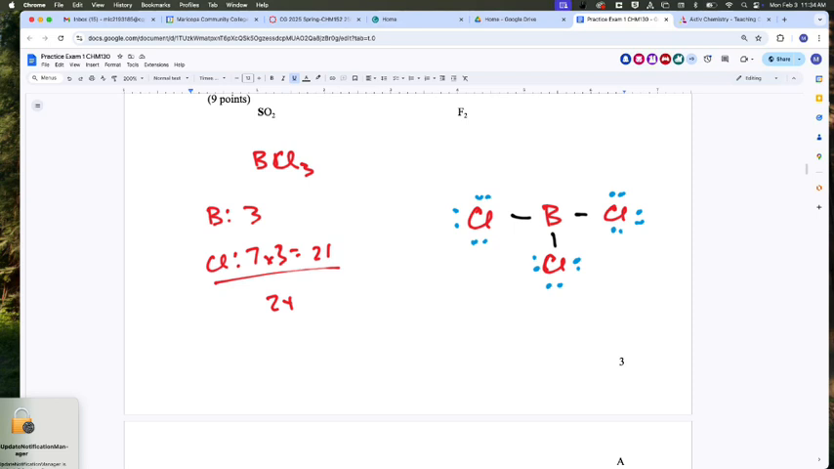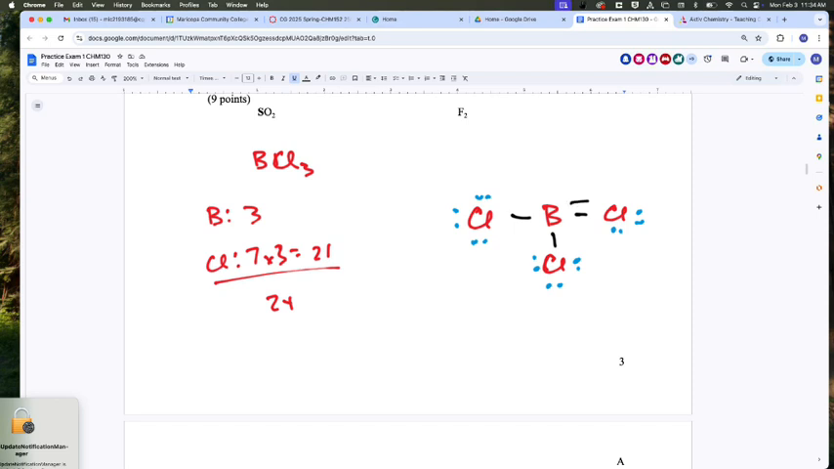What's that? That was the advanced answer to the question, but yes. I'll move a pair of electrons from a chlorine atom into the space between a boron and a chlorine, and I'll make a double bond.